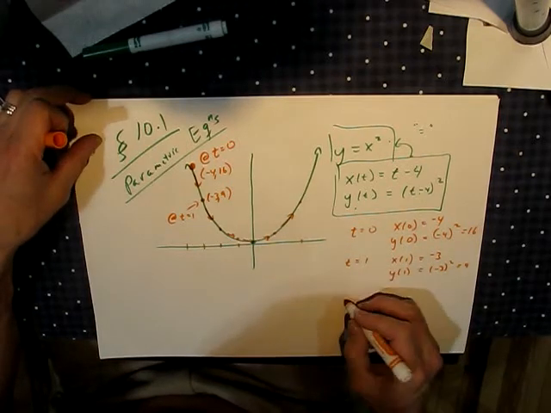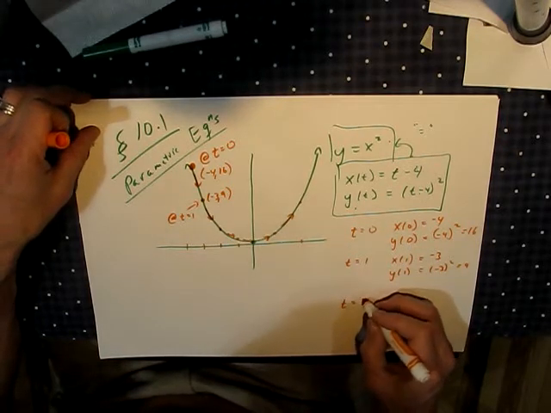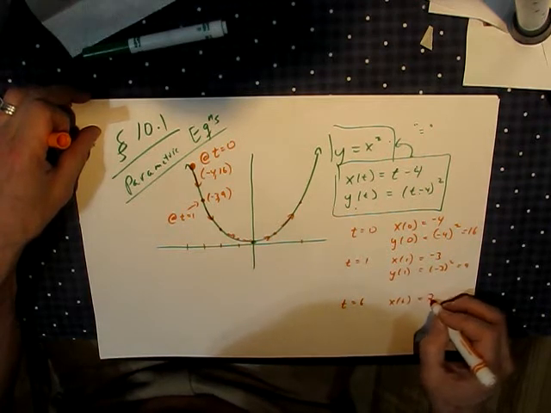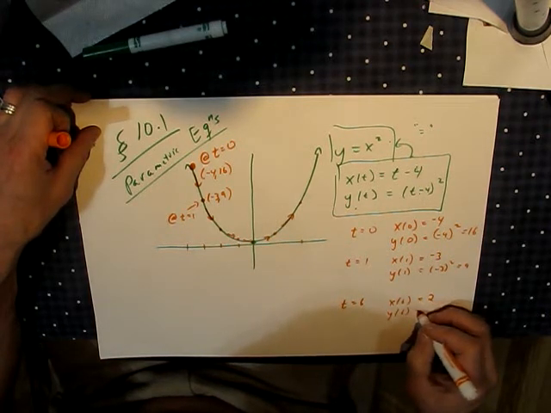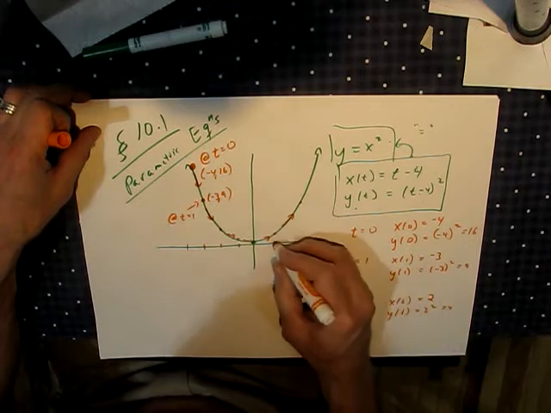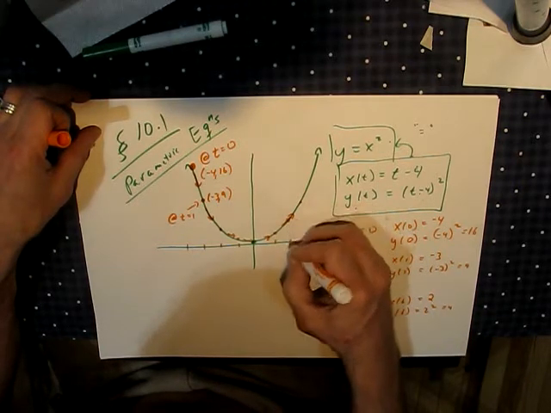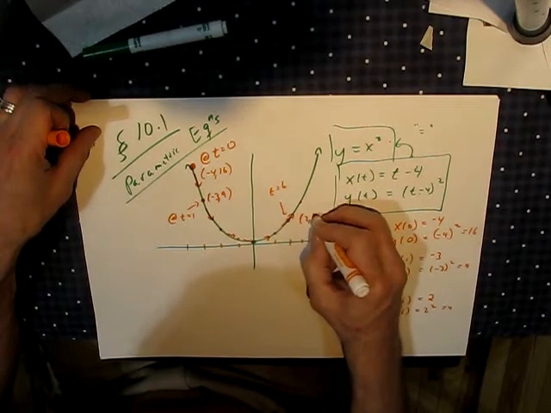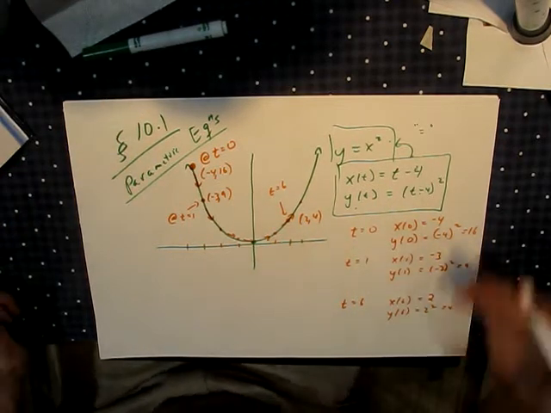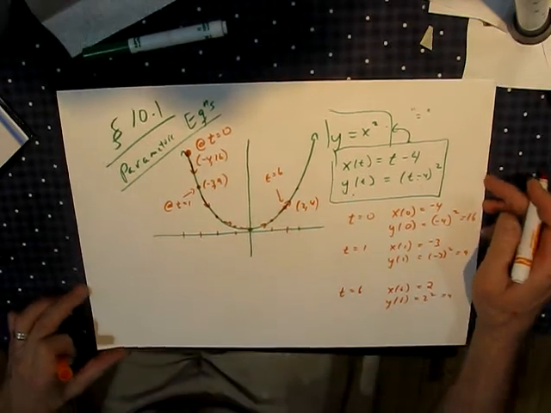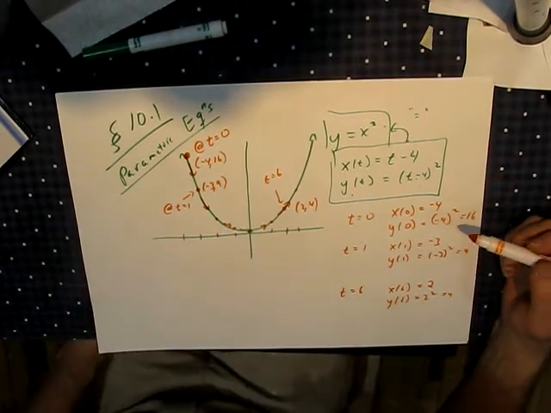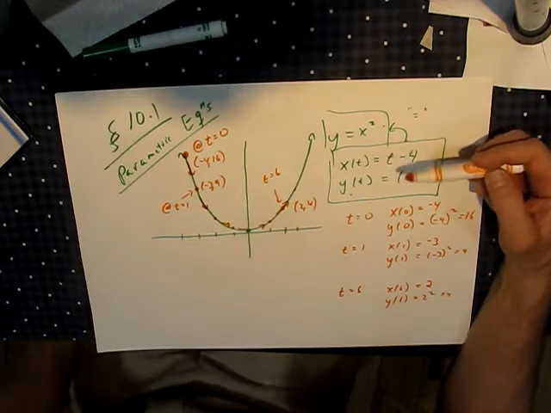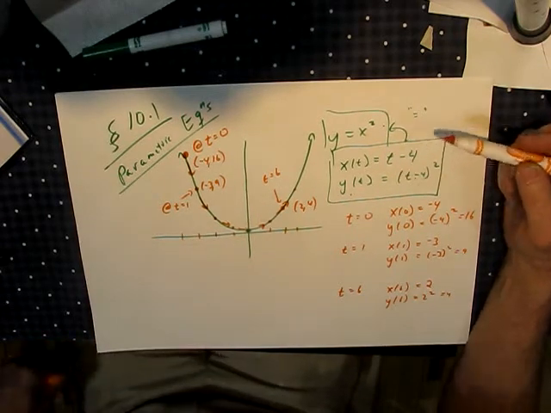And by the time we get to, let's say, t equals 6, we've got x of 6 equals 2, and y of 6 equals 2 squared, which is 4. And here's the point. At t equals 6, we have the point 2, 4. This is called parametric equations. We say that the parameter t is describing the motion on the x, y plane.